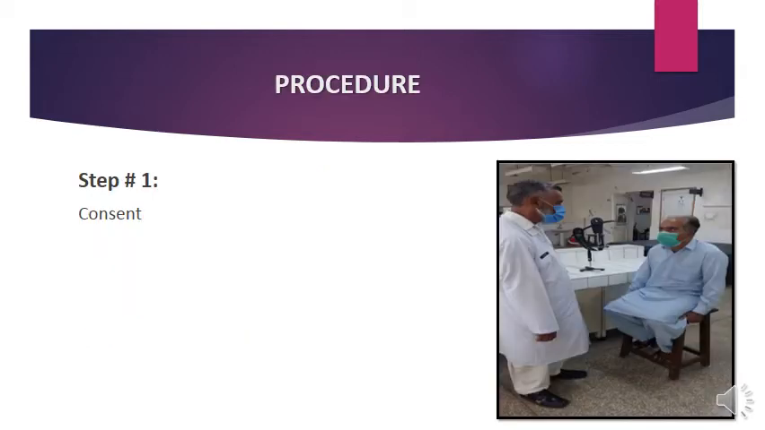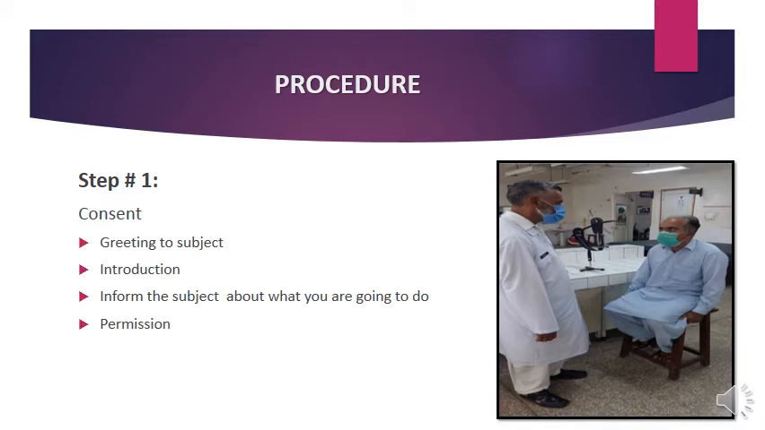The first step for conducting perimetry is to take consent. Any consent should include the following components: greeting the subject, then introducing yourself, then informing the subject about what you are going to do, and finally asking for permission. Now, for example, if I am asked to take consent, it will be like this.